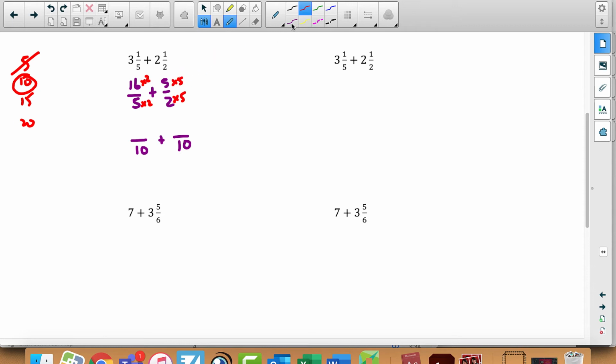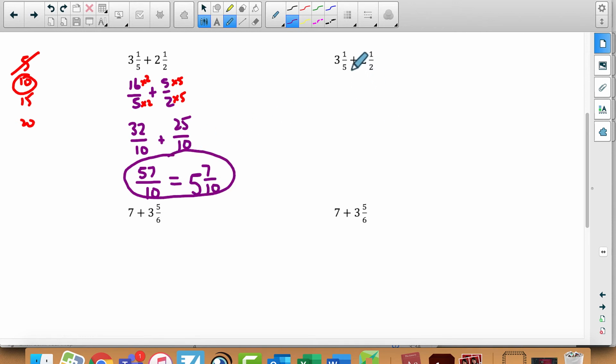So somewhat big numerators here. 16 times 2 is 32, and 5 times 5 is 25. All right, keep the denominator the same in your answer, and add 32 and 25. That is 57. Put it in mixed if you want. This is fine though, if you want to leave it like this. But 10 goes into 57 5 times. That gets you up to 50. You still have 7 left over. So either one of those is great.